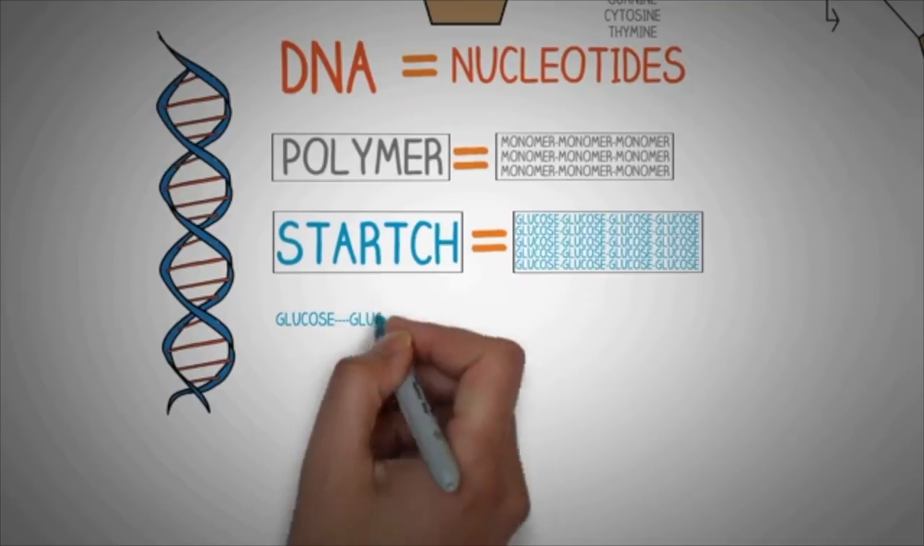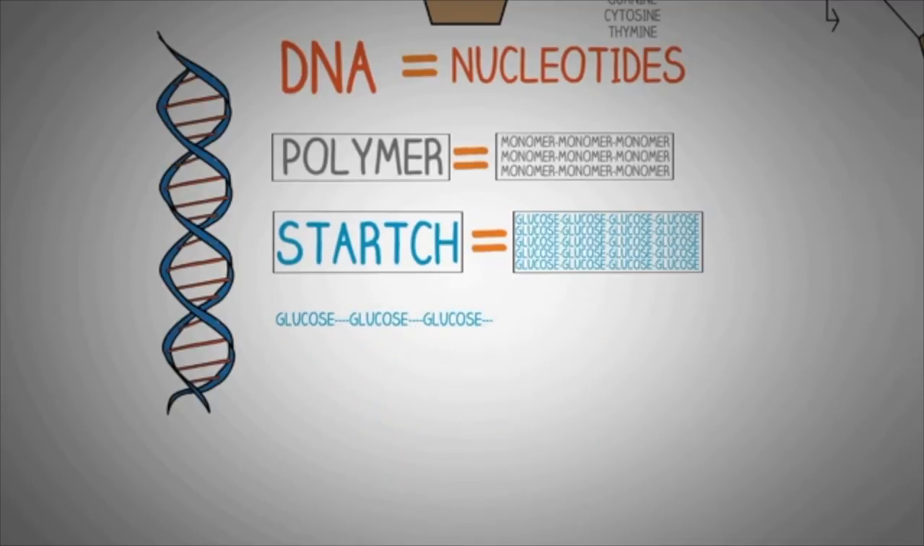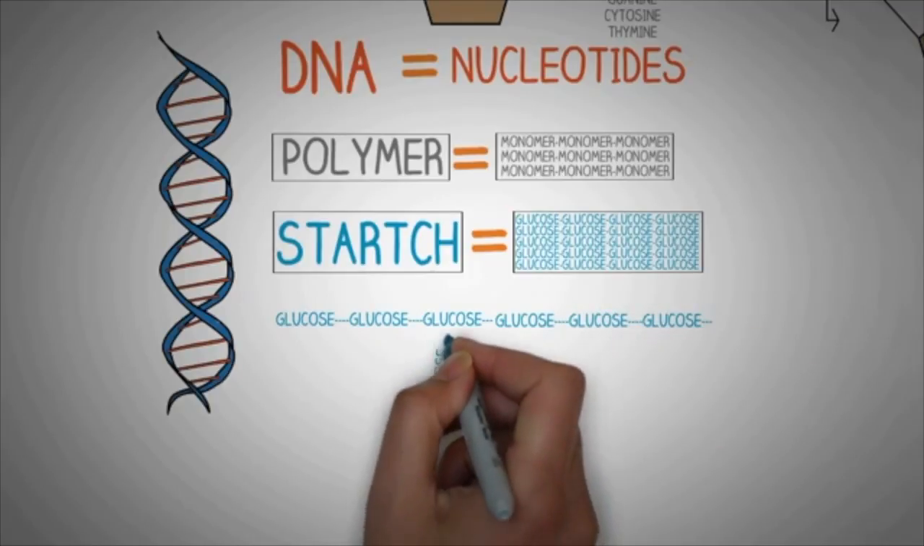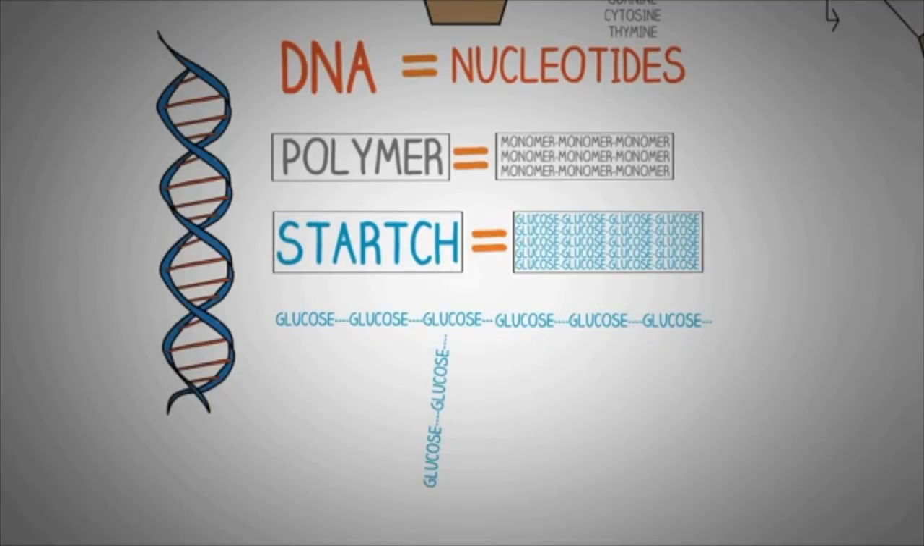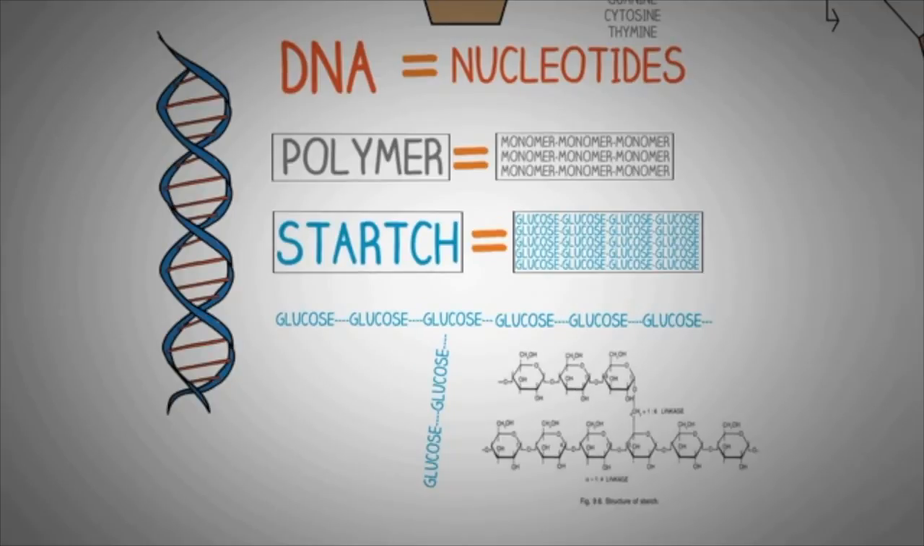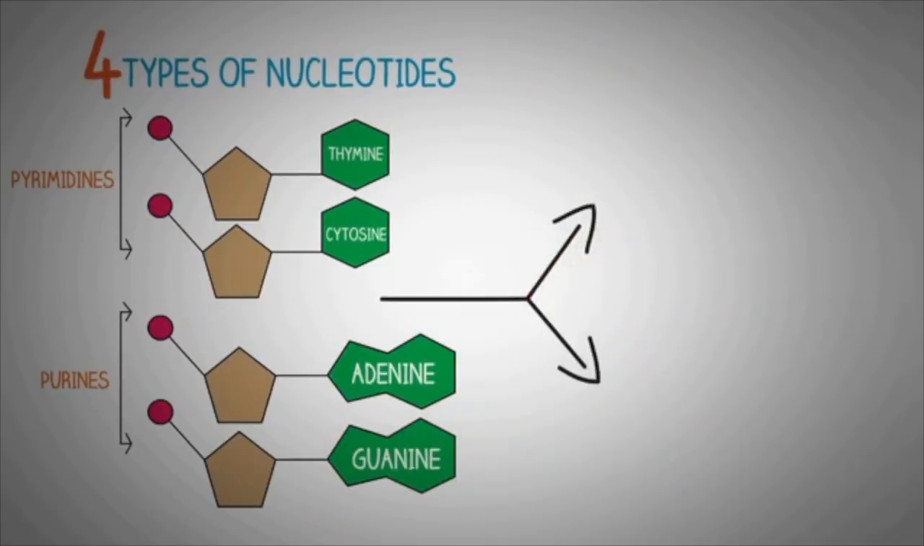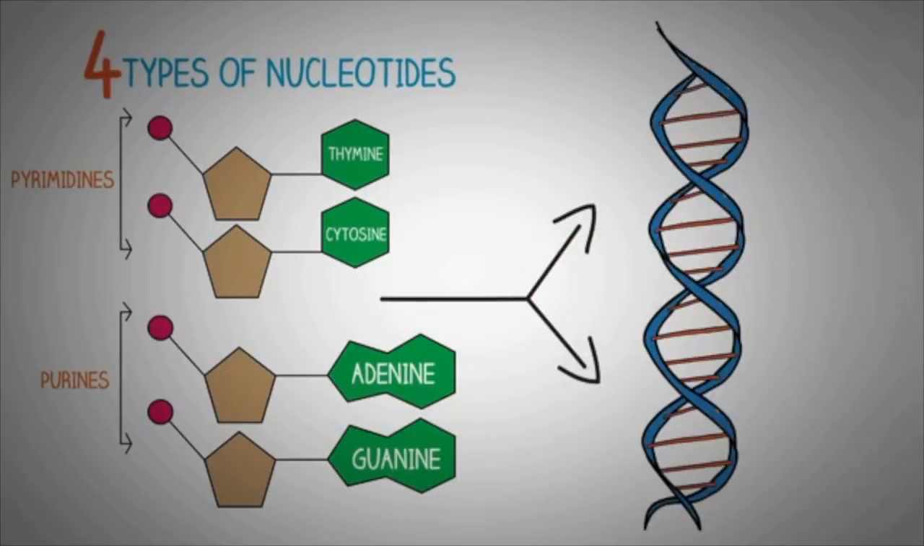Now, in case of starch, the structure is pretty simple, which only consists of long linear chains of glucose or branched chains which are joined together by glycosidic bonds. This is the chemical structure of the starch, and you can see the different types of glucose chains. But in case of DNA, the 4 types of nucleotides join together in a very complex way to form the double helix structure.